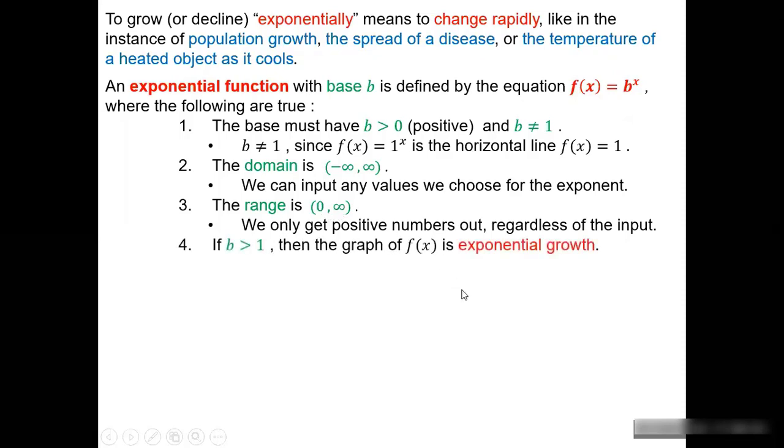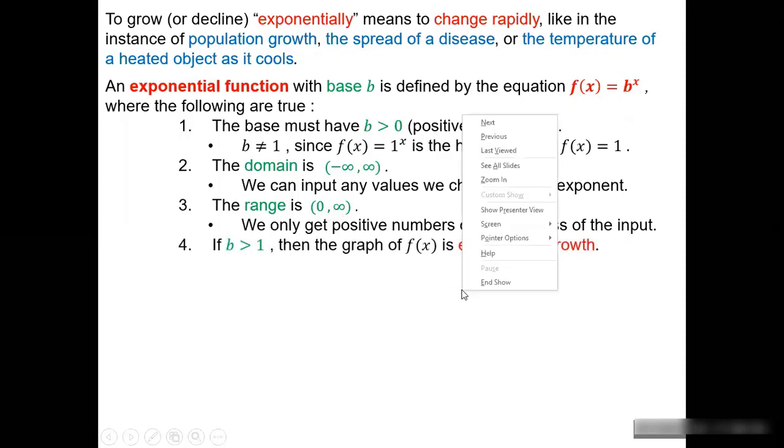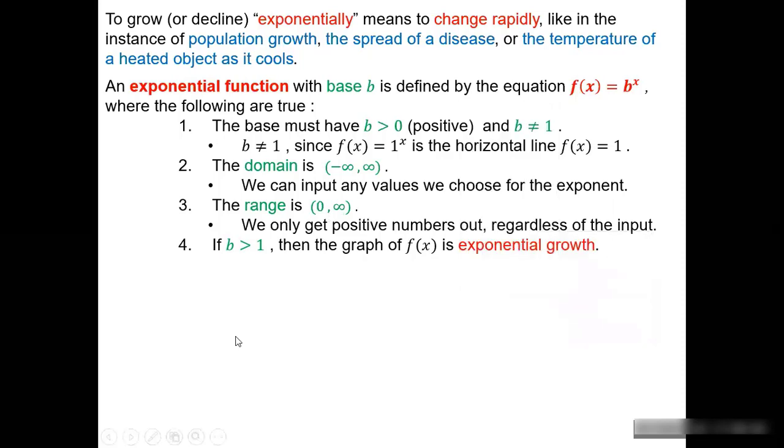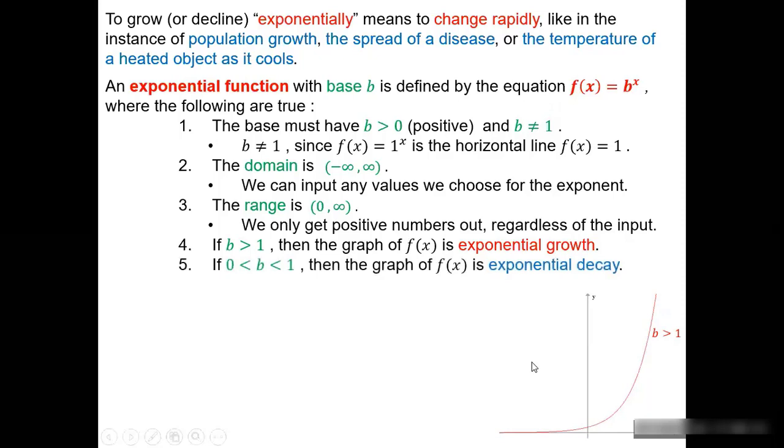So now let's think about what the graph is going to look like. If the base is bigger than 1, something like 2 or 3, then that would mean that we have exponential growth, where the base is positive and greater than 1. But what if the base happens to be a fraction between 0 and 1? Now we realize that we have what we call exponential decay. So exponential decay occurs when the base is somewhere between 0 and 1.